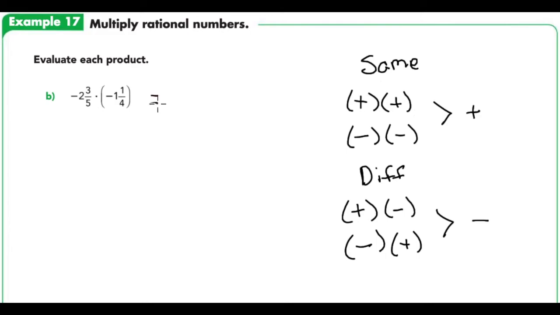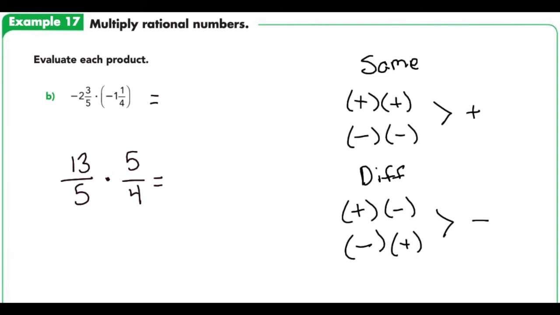For example B, we have mixed numbers, and we have a negative times a negative. So our answer for example B is going to be a positive. And now what we want to do with the mixed numbers, we want to change them into improper fractions to begin. So we're going to multiply 5 and 2 to get 10, and then add the 3 on top. That gives us 13/5. So 2 and 3/5 got rewritten as 13/5 times 1 and 1/4 would become 4 times 1, which is 4. Add the 1 on top, that is 5/4.